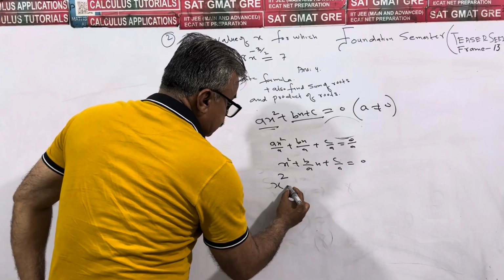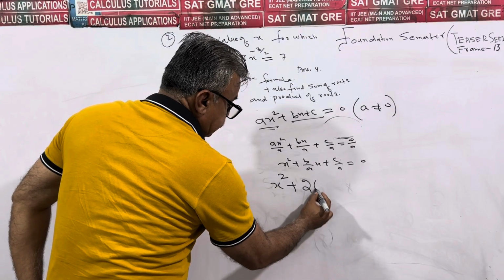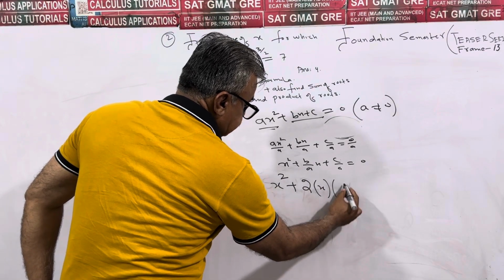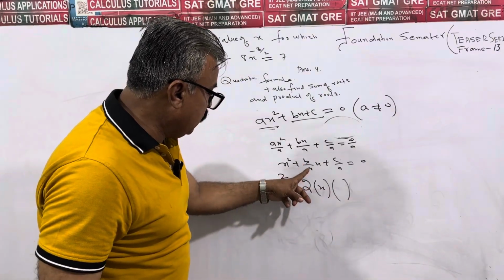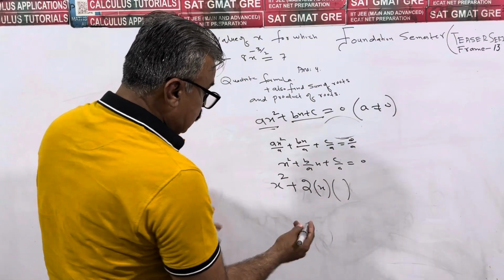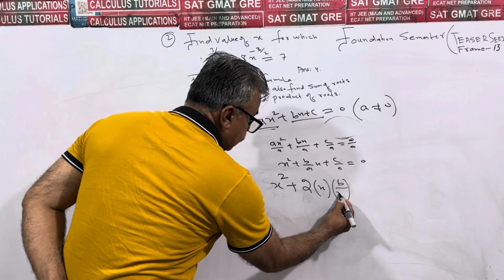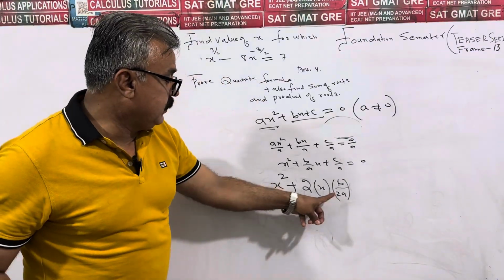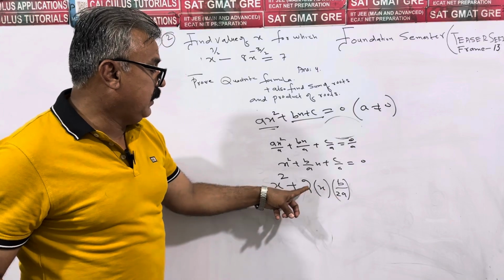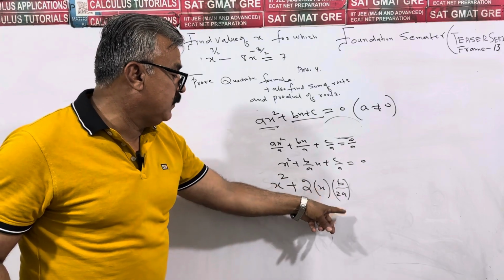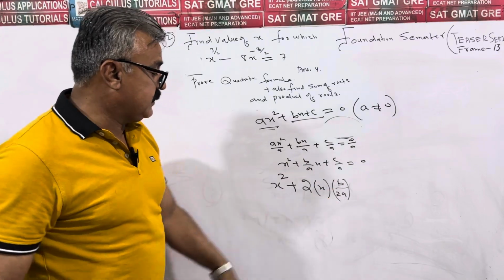Convert this one into a perfect square, x squared. There must be twice, and x. We have b over a, and the formula is 2, so I can write b over 2. Look at this one, the 2 cancels out. Same quantity. We have b over a times x.